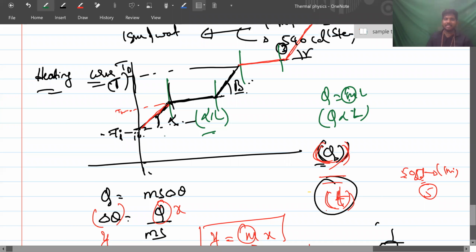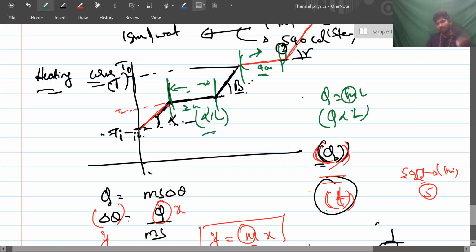Length. Yes, sir. That means if heat is getting taken from here to here, the more the length is, the more the Q is and the more the latent heat is. Suppose this length is 2 centimeters and this length is 4 centimeters. So this latent heat is greater than this latent heat. That's what I want to convey. Yes, sir. Latent heat for this second phase change is greater than the first one.